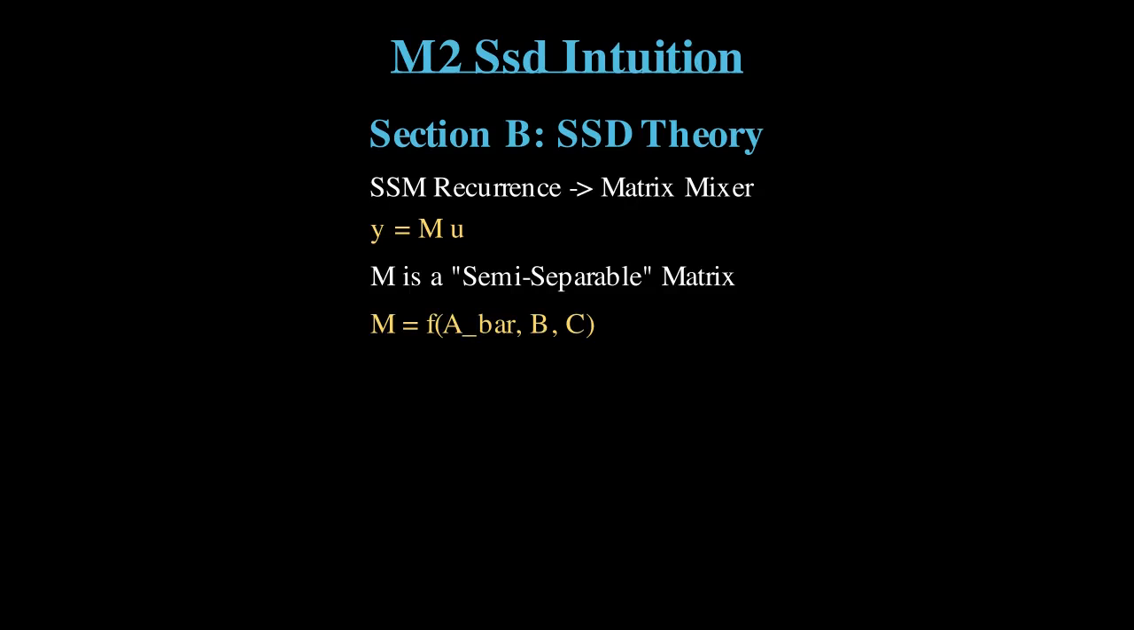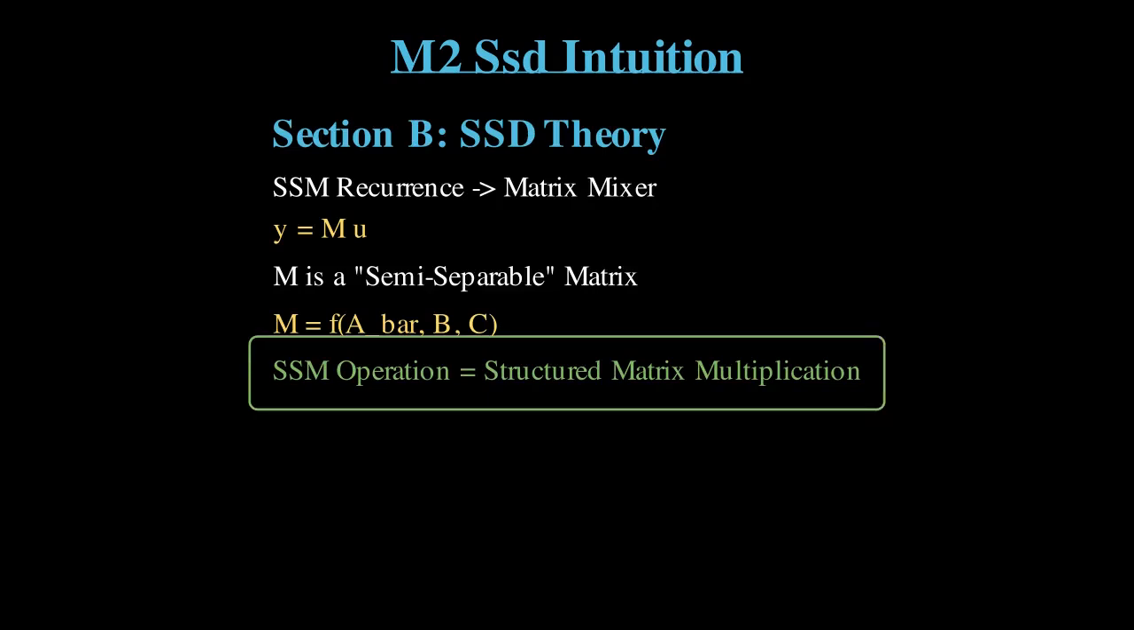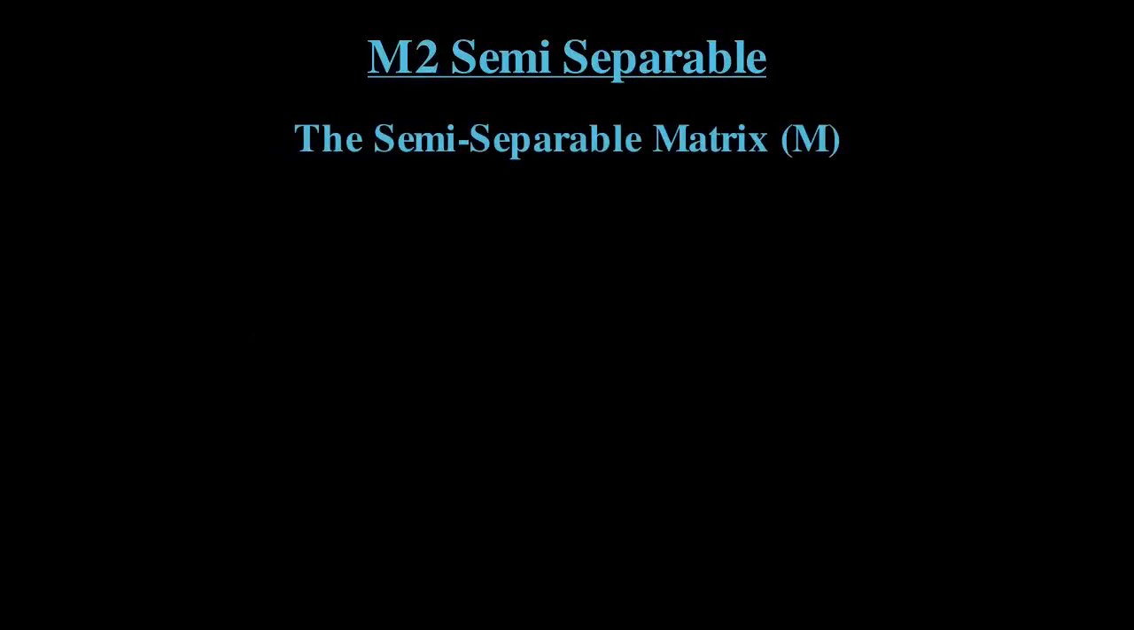So, we have an equivalence. The SSM recurrence is the same operation as multiplying by this structured matrix. It's a new view on the exact same computation, and this duality is the key that unlocks major performance gains. So what exactly is a semi-separable matrix? Let's look at its structure.